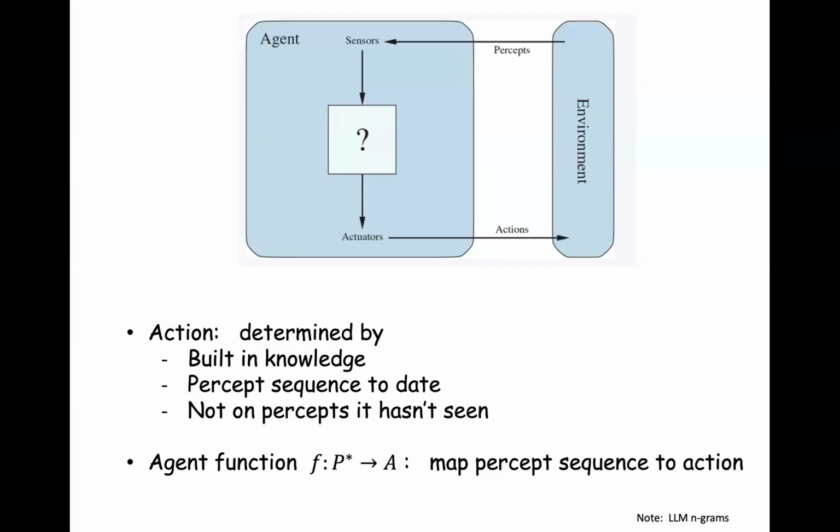Now, that mapping can be influenced by many things. It could just be a raw listing: if you see this percept one followed by percept two, do the following. Or it could be some other higher level function or evaluation computed over this.